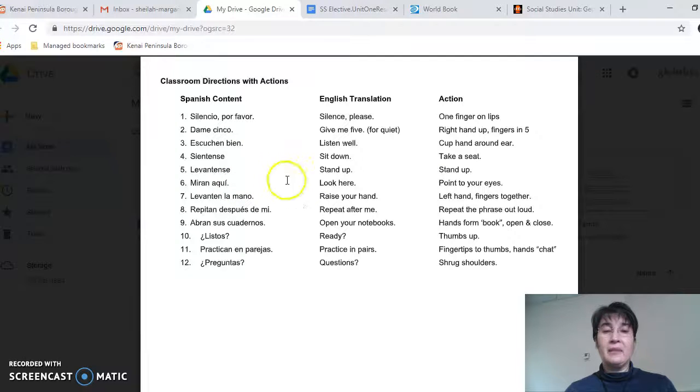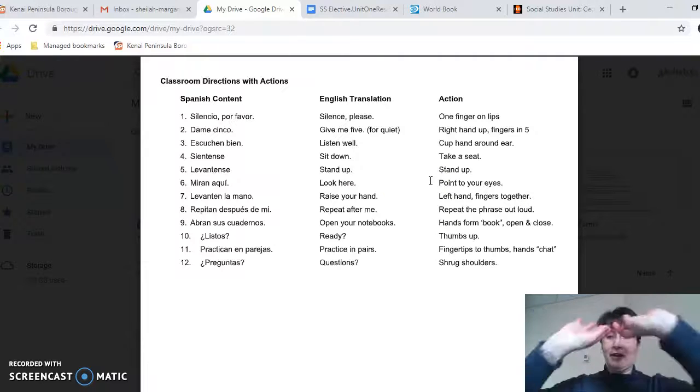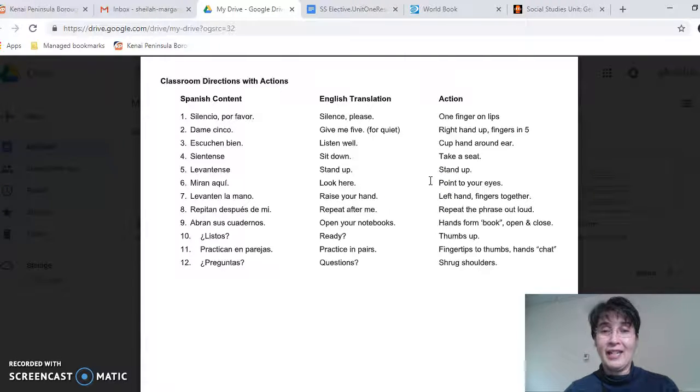Miran aquí. And miran aquí means to look here. Look here. An easy way to do that is simply to point to your eyes. Sometimes people like to do this. Other people do that crazy thing where they flip their hands up. I can't do that. But whatever action kind of helps you remember to look here, to point to your eyes. I've also had students who say that the word miran reminds them of the word mirror, and you look into a mirror to see your reflection. So if that's helpful to you in remembering that as well, you can certainly use that. So miran aquí means look here.